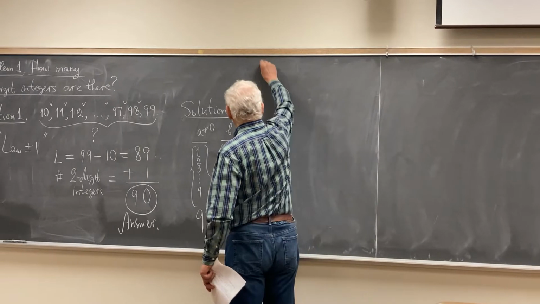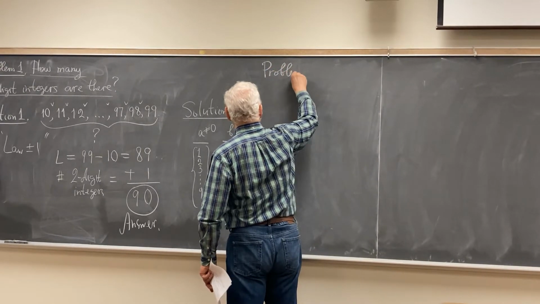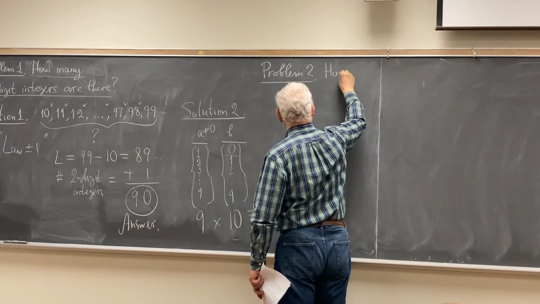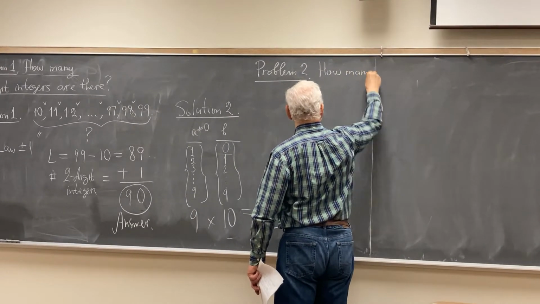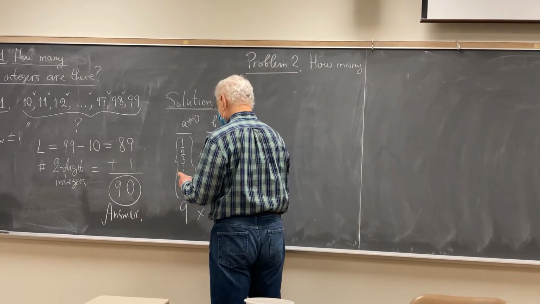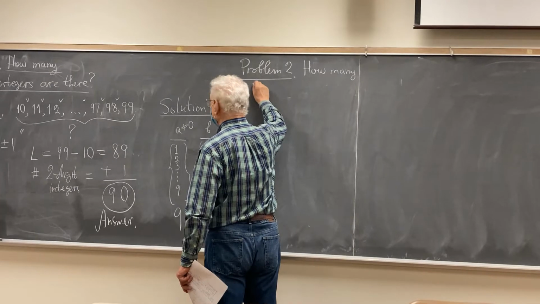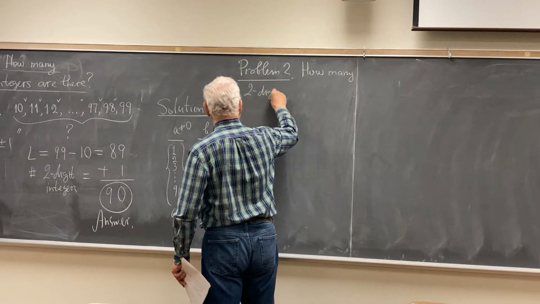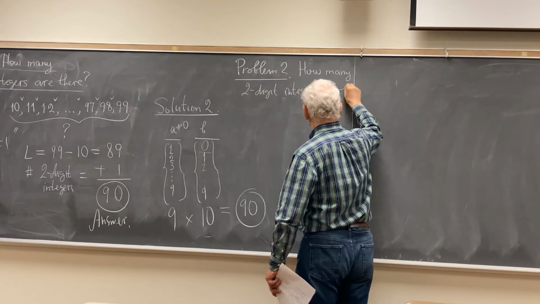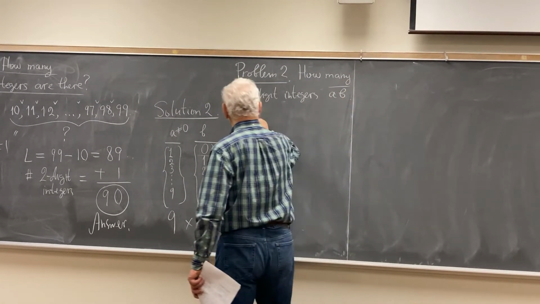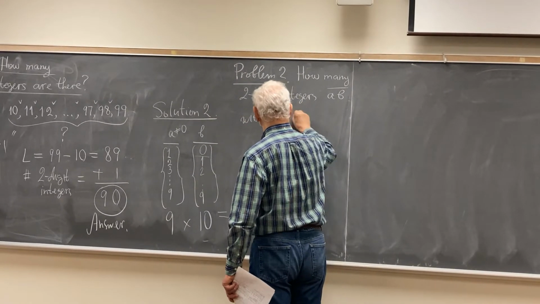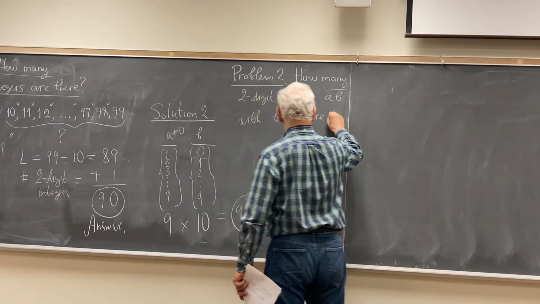But now I formulate the following problem. Okay, problem 2. Also, how many? This is a standard question that starts with how many. How many 2-digit integers AB, with B not equal to A, are there?